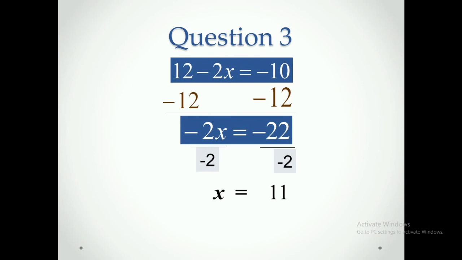And again, you can always check by substituting. So if x is 11, then 12 minus 2 times 11, that's negative 22. 12 minus negative 22, right, equals negative 10. So it means then both sides are equal to negative 10. So the answer is correct.